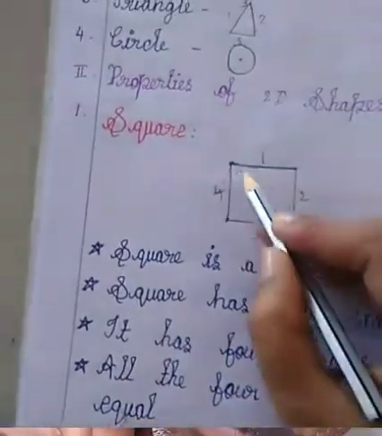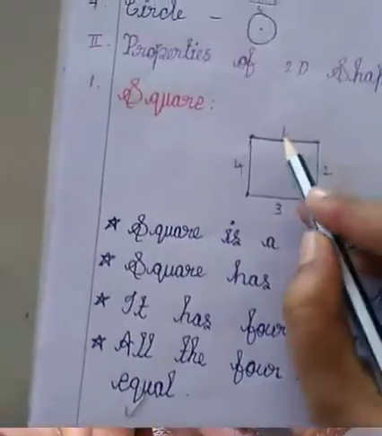It has four corners. The last point is all the four sides are equal. See, all the four sides are equal. These are the properties of a square.